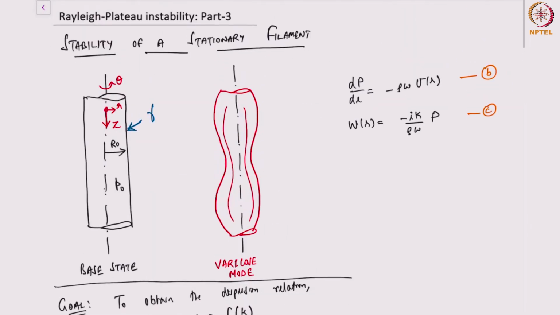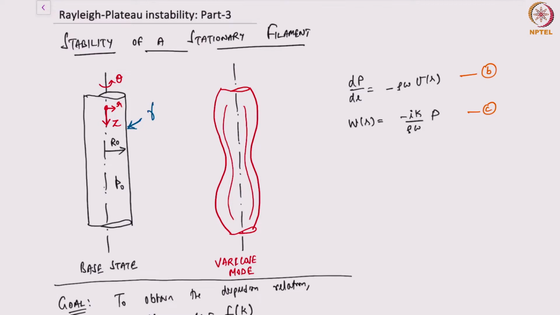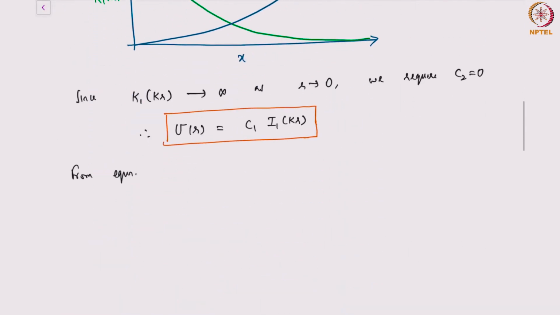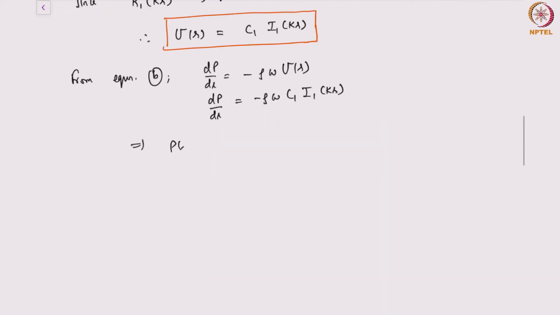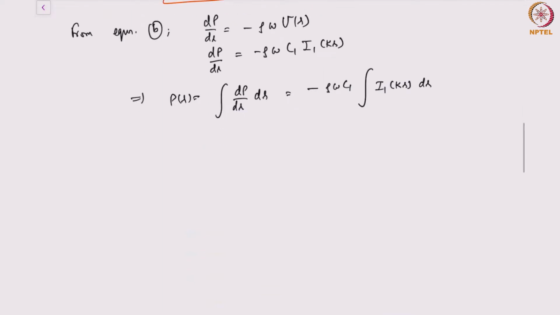We want the equation B. If you see this equation, the pressure gradient is related to the radial velocity. From equation B, we know dP by dr is minus rho omega capital U of R. This is nothing but minus rho omega C1 I1 of KR. That's dP by dr. And therefore I get P of R would be obtained by integrating dP by dr, and this would be minus rho omega C1 integral of I1 of KR dr. Right? But we use a well-known result.